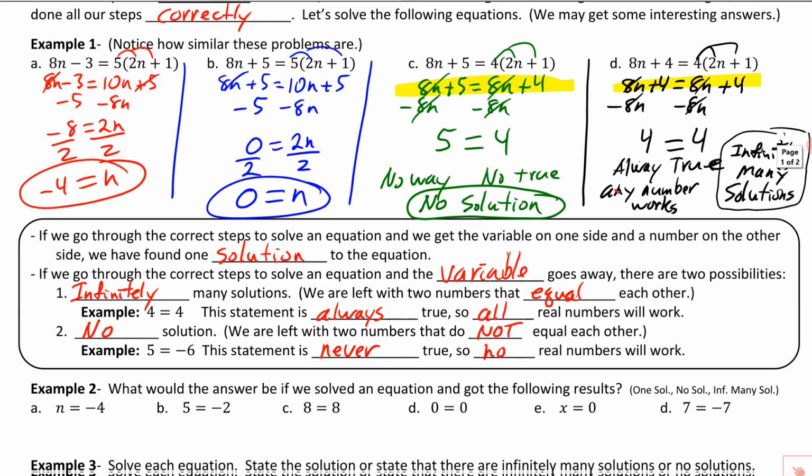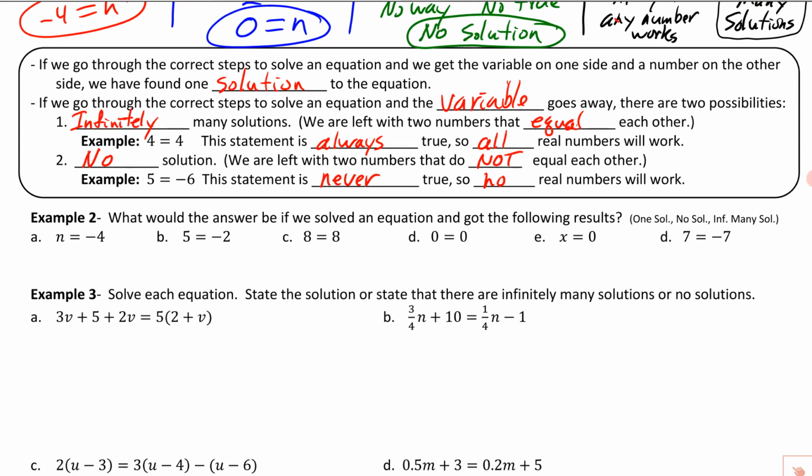Most of the time when we solve an equation, we are going to get an answer, but we do need to be aware of these special cases. If the variable goes away and we're left with two numbers, if they're equal to each other, then infinitely many solutions. If they're not equal to each other, there's no way we can make that true, so there are no solutions.